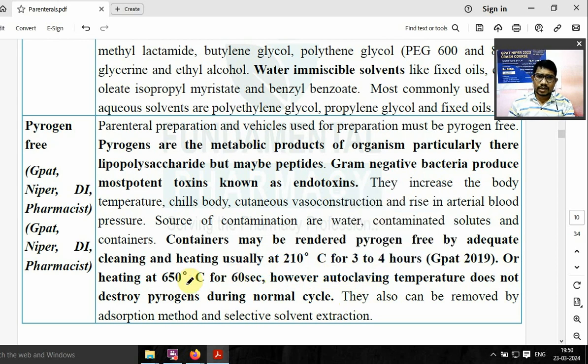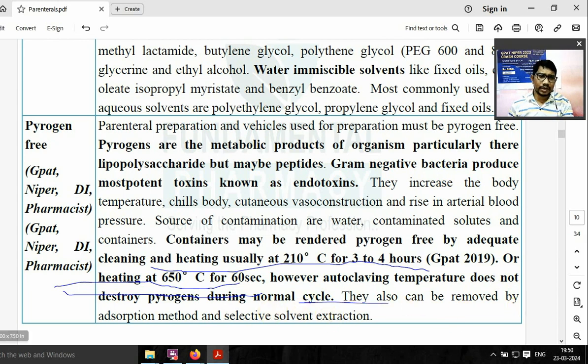The containers can be rendered pyrogen free by heating usually at 210 degrees for 3-4 hours or by heating at 650 degrees for 60 seconds. Heat at 650 degrees for 60 seconds, for 1 minute. However, autoclaving temperature does not destroy the pyrogens.